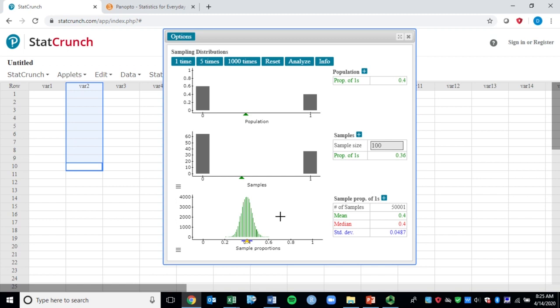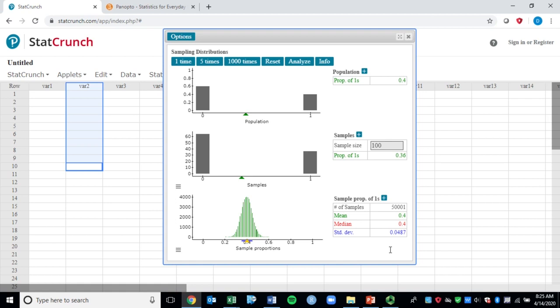So this is truly the average of the 50,001 samples for all those p hats. The average turned out to be 0.4, and what should it be? 0.4. So this graph here should be centered at 0.4, okay? The population proportion p.